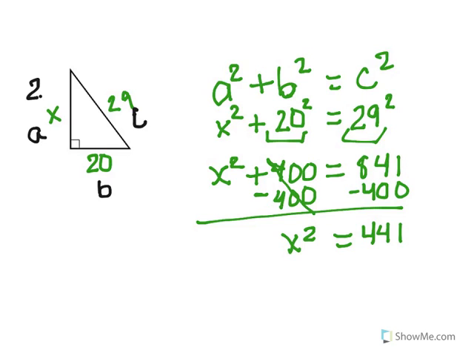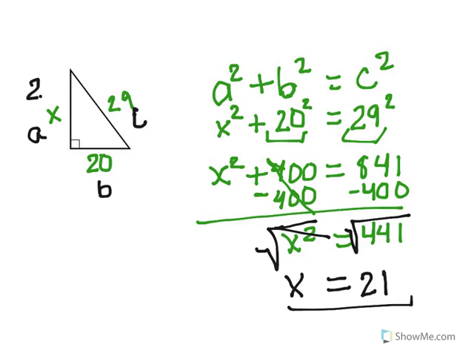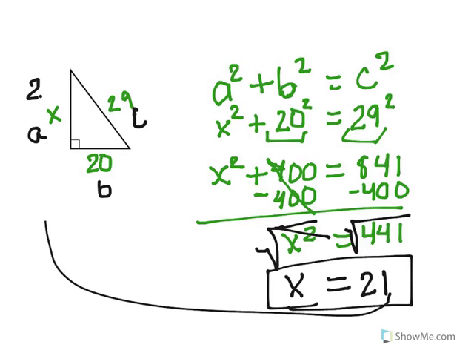Again, to solve for x, instead of x squared, the last step is always to take the square root of both sides. The square root of x squared is just x, drop the squared. The square root of 441, you can put that in a calculator. That is 21. So the length of this missing leg is 21.